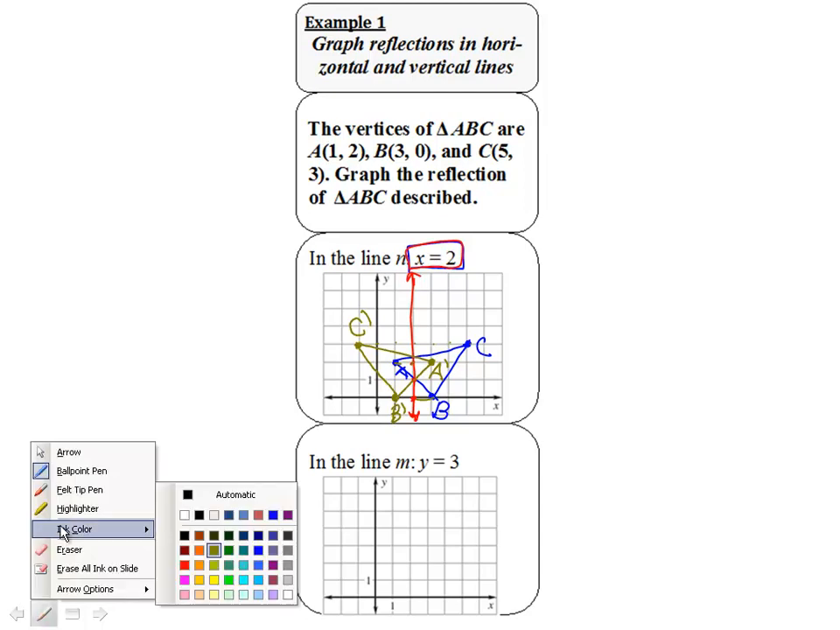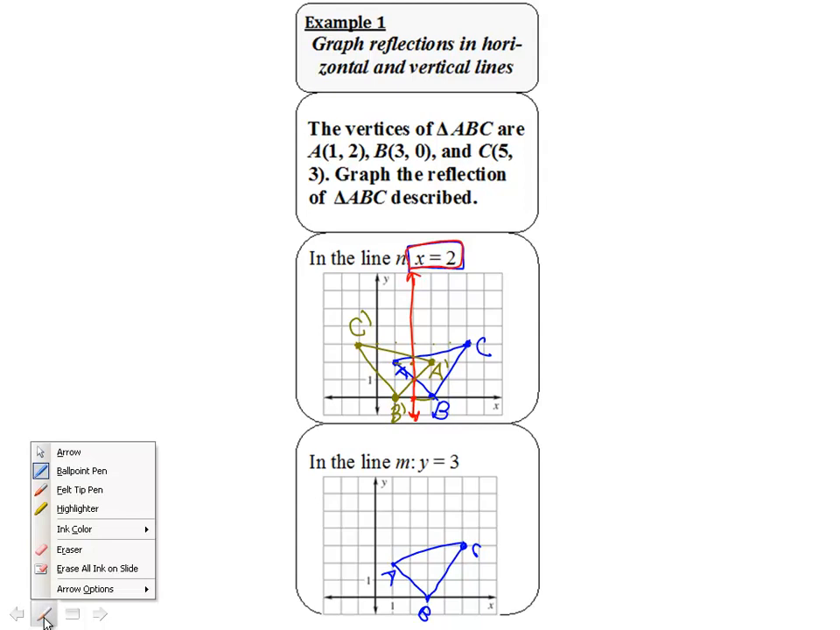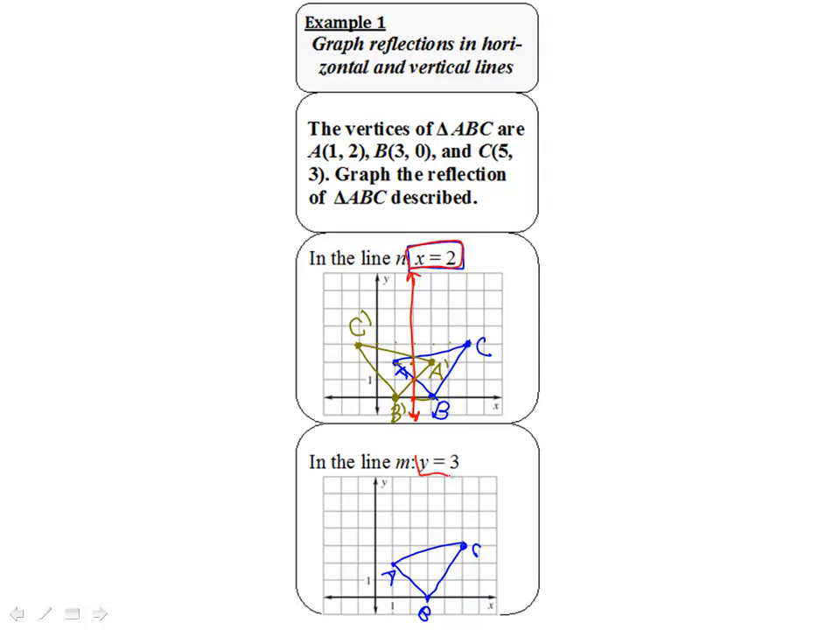Now I'm going to do the exact same thing. I'm going to use the same original triangle, and I'm going to graph the line y equals 3. So let me plot my points again. A is (1, 2). B is (3, 0). And C is (5, 3), right here. So there's C. Okay, so here's ABC. That's my, again, pre-image.